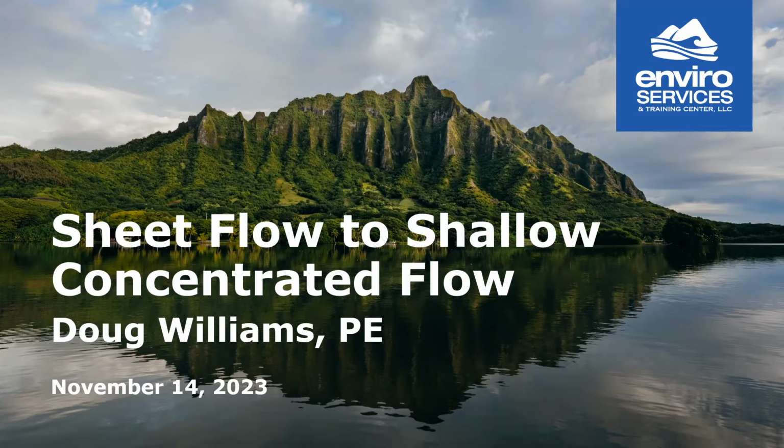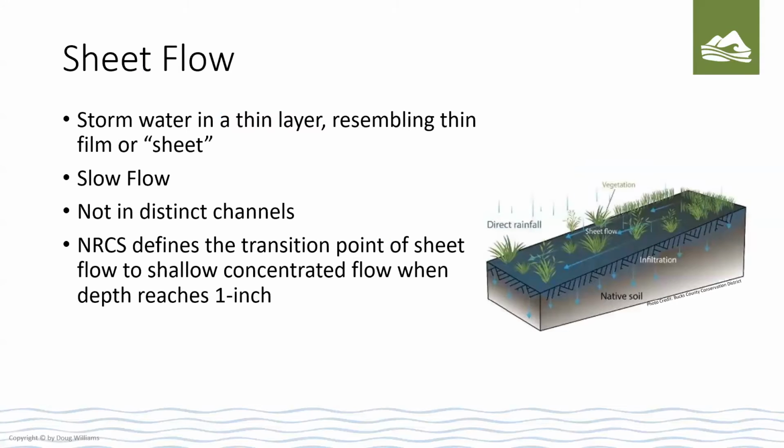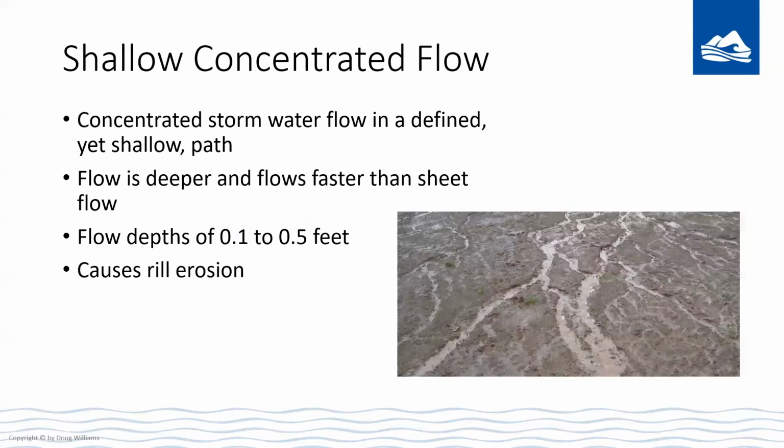To start off the presentation, I'd like to discuss the differences between sheet flow and shallow concentrated flow. Sheet flow, exactly as its name implies, is a thin layer or film or sheet of flow that's spread evenly across a surface. This flow is slower in comparison to shallow concentrated flow. So it's not in distinct channels and typically is about 1 inch or less in depth.